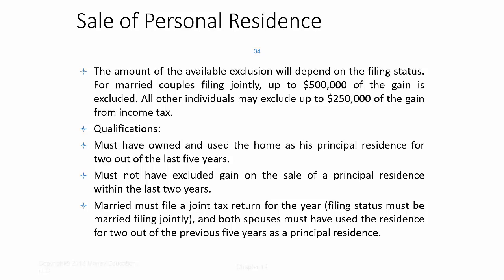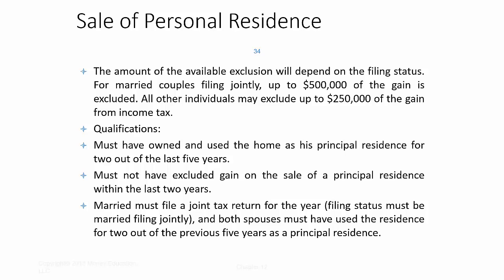So you must have owned and used the home as your primary residence for at least 2 out of the last 5 years to benefit from this. You must not have excluded gain on the sale of a principal residence within the last 2 years. If married, you must file a joint tax return for the year. Filing status must be married filing jointly, and both spouses must have used the residence for 2 out of the 5 years. And this is based on this case here of a couple, right?